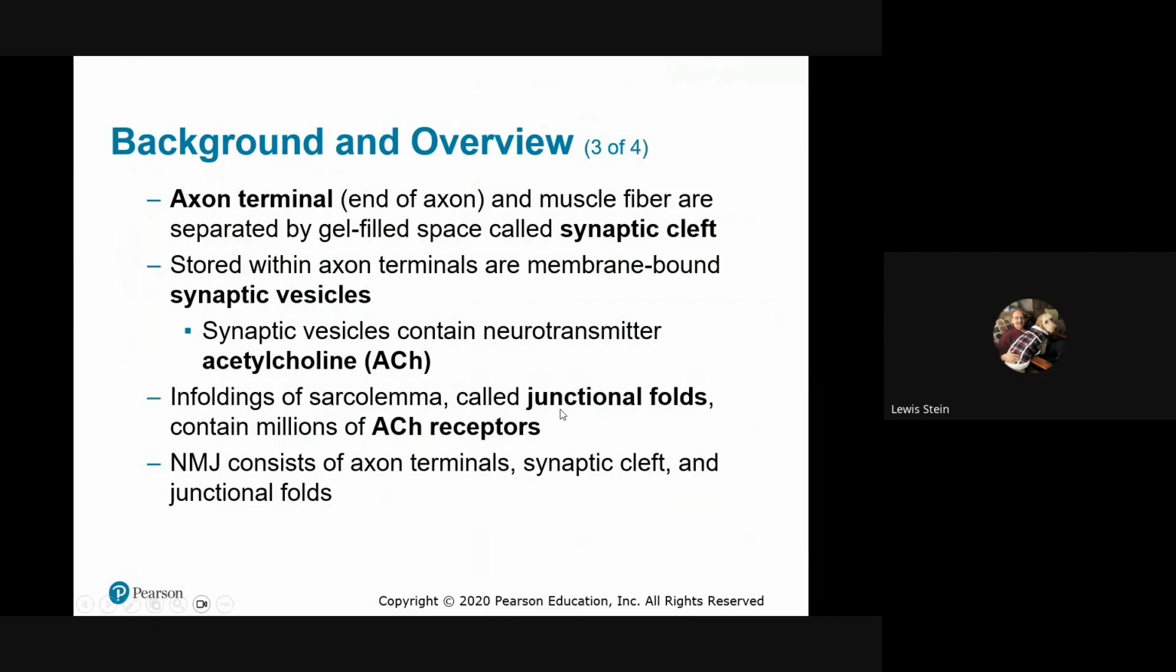So those little bits of surface area that I tried to draw poorly, you're going to see are called junctional folds, and they have a gazillion, as you can see here, acetylcholine receptors. So it's such a tiny space, and such a large amount just floods into the space.